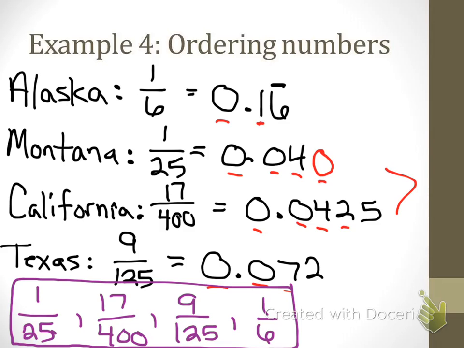So at times when you have denominators that are just ridiculously big and it would be really difficult to find a common denominator, you can convert them all to decimals and then compare which one is smaller and which one is bigger. All right, and if you understand that, that's everything you need to know for 4.7.